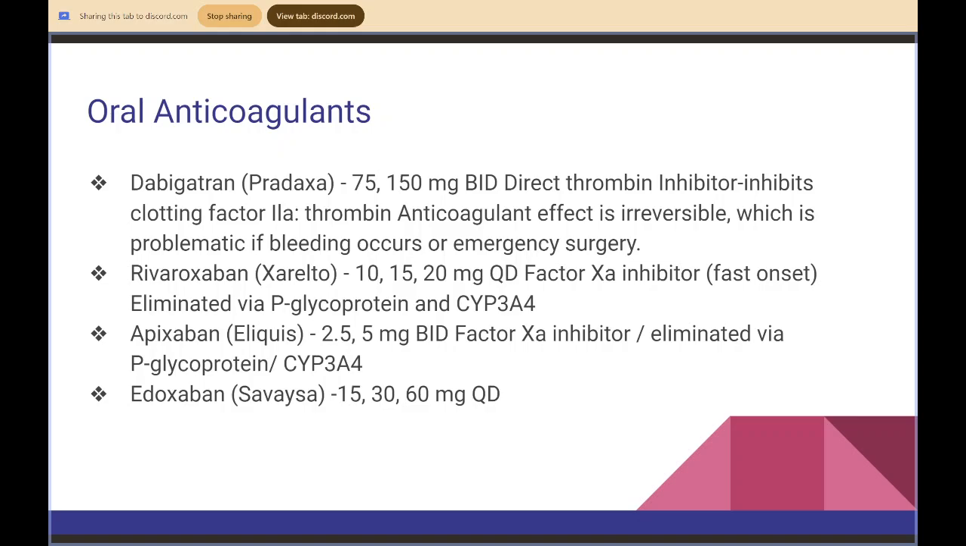Some are going to be direct thrombin inhibitors, such as Pradaxa. This inhibits clotting factor 2A. And then Xarelto and Eliquis are factor 10A inhibitors. And then we have edoxaban.